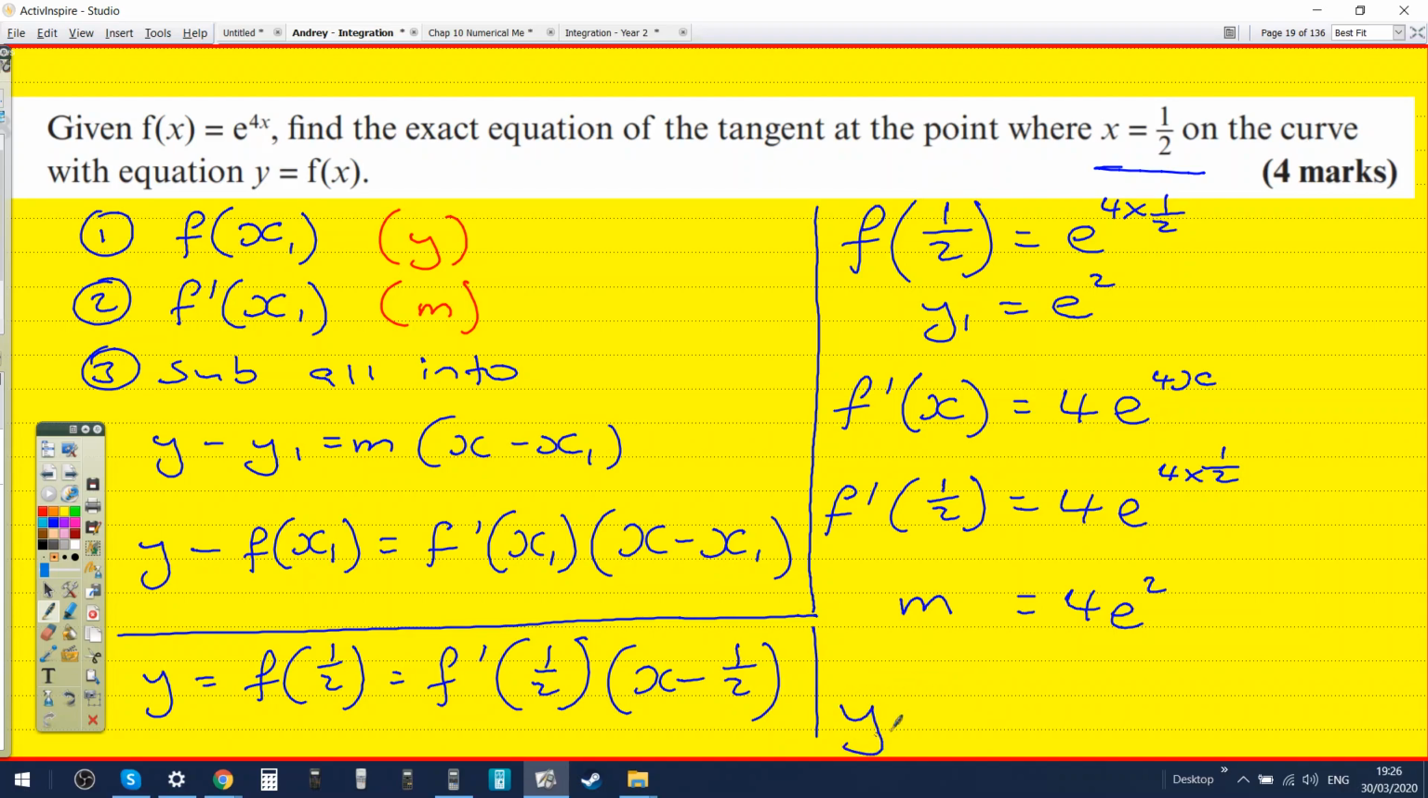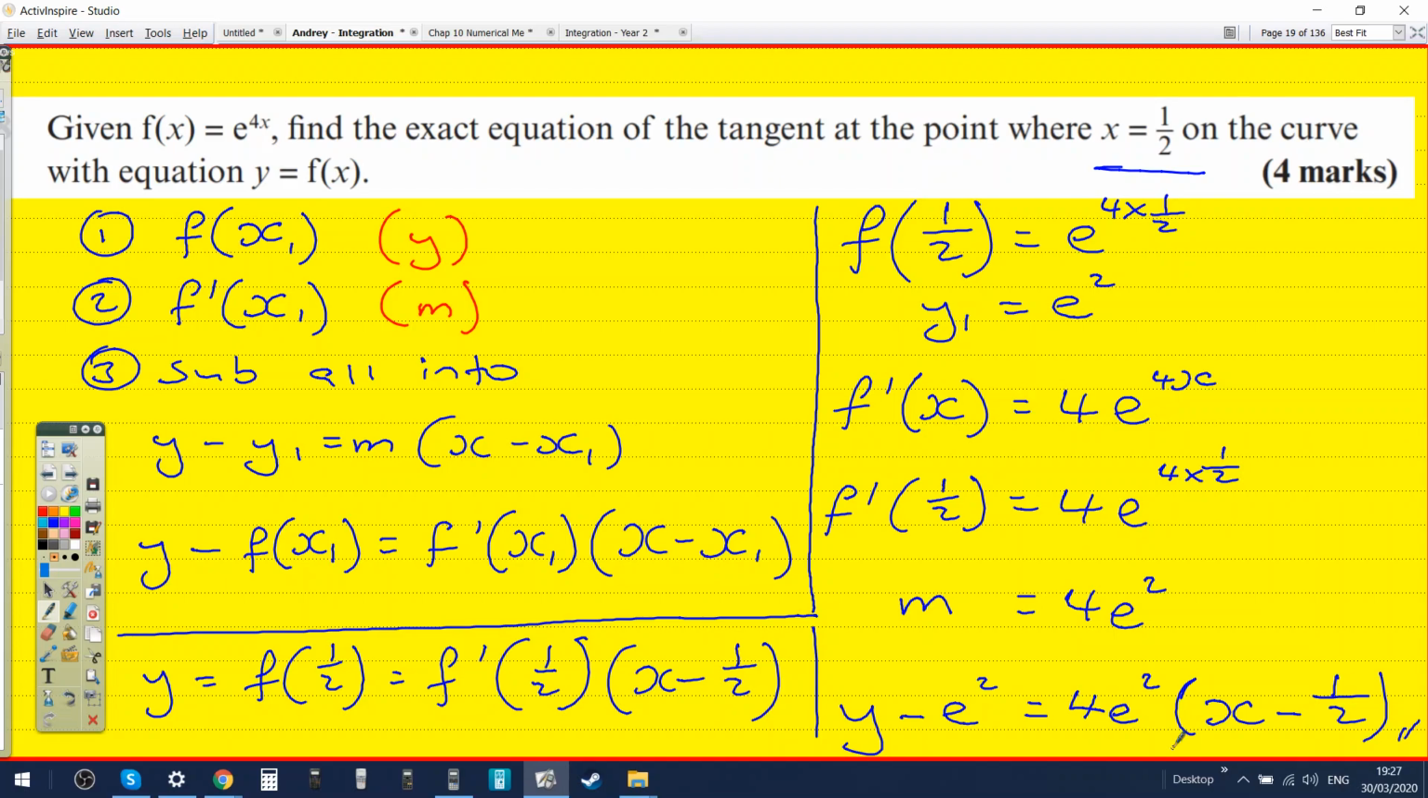So y minus e squared is equal to m, and m is the gradient. That's what you get when you sub a half into the derivative. So that was 4e squared, and then brackets x minus a half. Yeah. That's it. And so you've got your y, you've got your x, and you've got your m. So it's just the equation of a tangent. Any questions there?